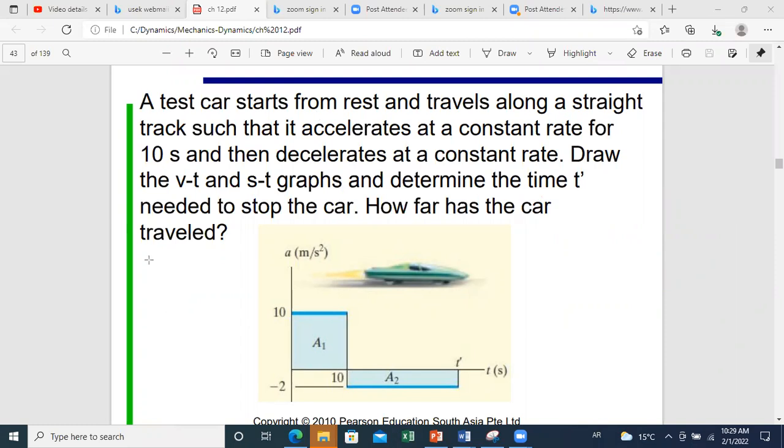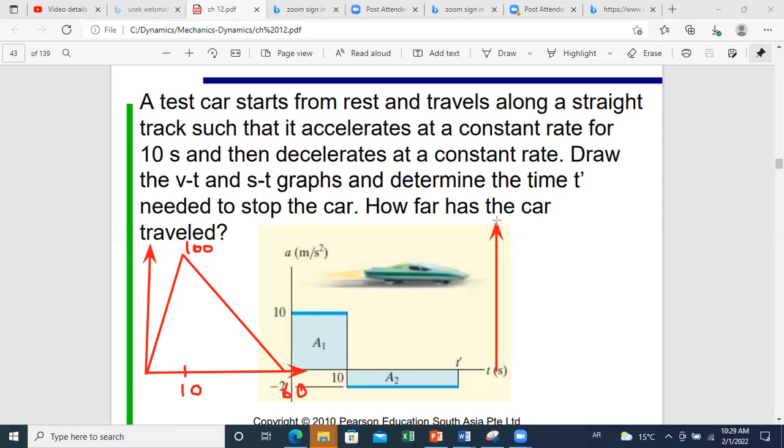So we go back to the velocity graph. For the velocity graph, I have two linear variations. In phase 1, it's increasing. In phase 2, it's decreasing. And I know that here it's 100. Here the time is 10 seconds, and here the time is 60. So if I want to deduce graphically the graph of S, so this is S as a function of time.